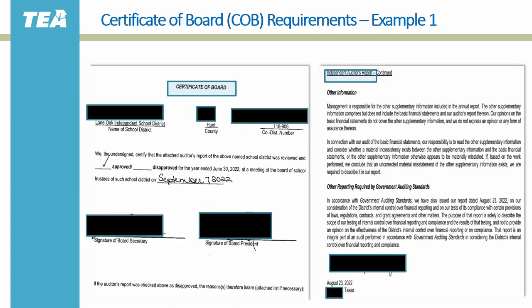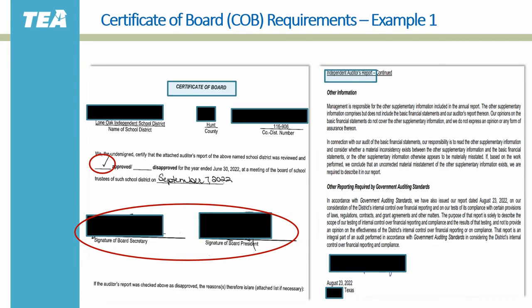On the left side of this page is the Certificate of Board, and on the right side is the independent auditor's report of the same school district. The approved box is checked here. If the Certificate of Board is disapproved, then the school district board of trustees should have provided a written statement discussing the reasons for not approving the AFR. The Certificate of Board is signed by board president and secretary with wet signatures.